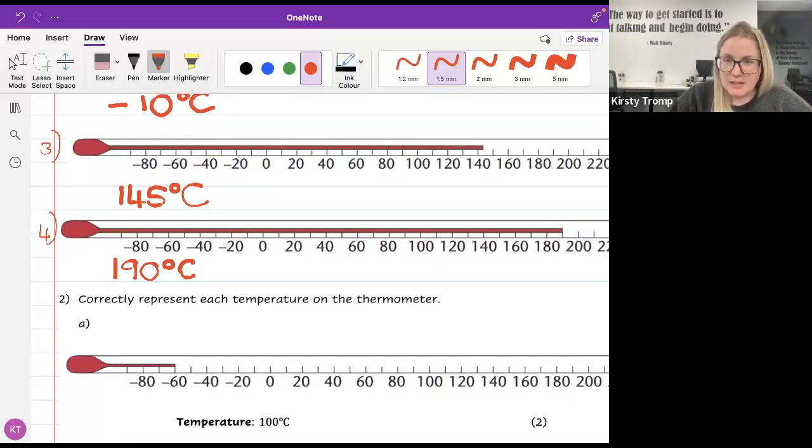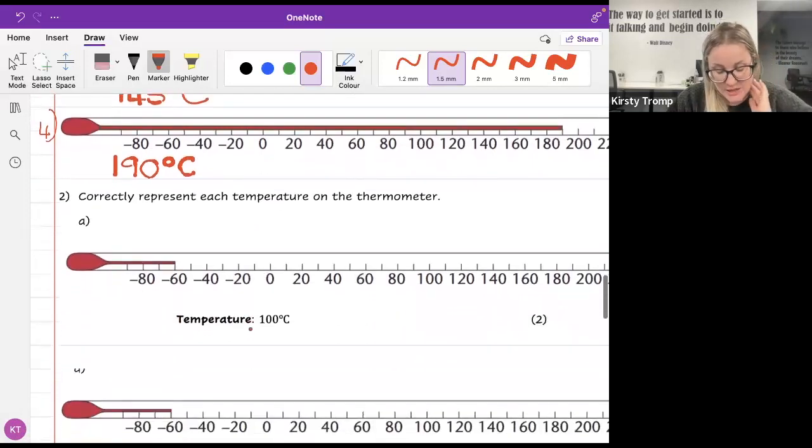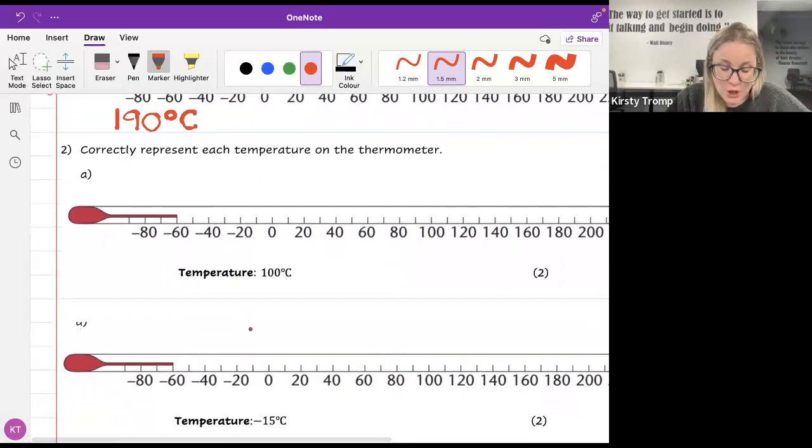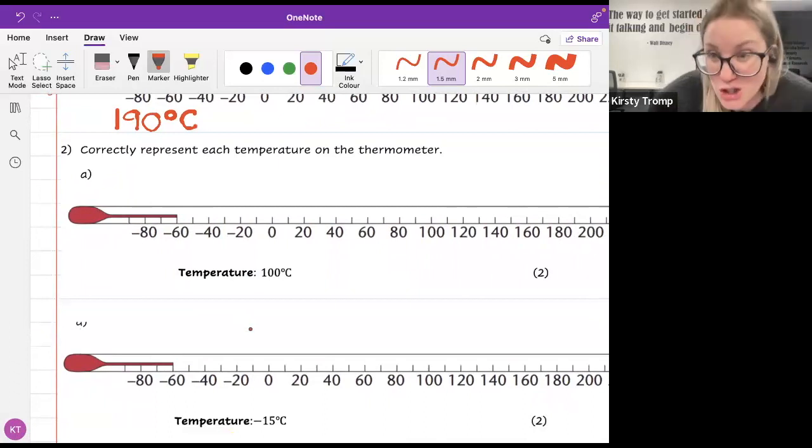All right. So I am going to have a look at the next part of the question. I do see you've got some hands raised. I will answer some more questions a little bit later on, I promise. The next part of the question asks me to correctly represent each temperature on the thermometer. This is a little bit harder for you guys to do because I can't share this question with you. I've got it on my screen, but we're going to try as best as possible.